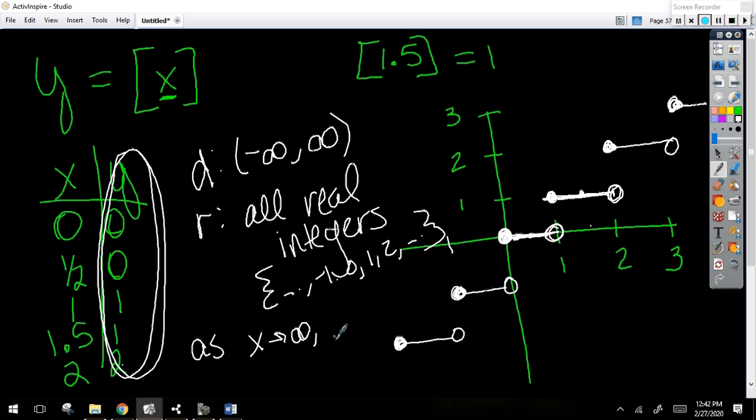As x gets bigger, what does y do? It jumps up, but it's still doing what? Is it still getting bigger? It's still going to positive infinity. How about negative infinity on x? As I move further left, it's still going down. It's just going to be an integer, but it's still an infinite integer.